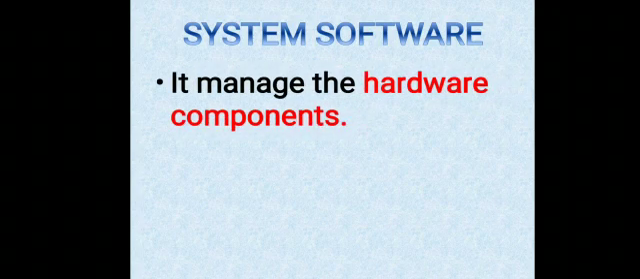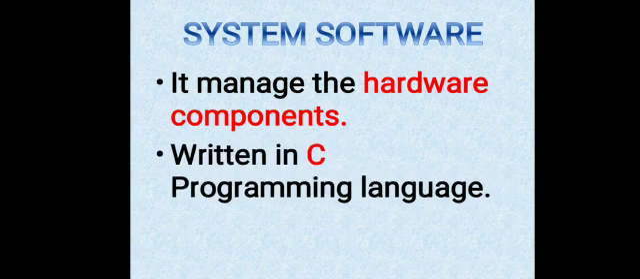So what is system software? It manages the hardware components. We have already studied what the hardware components are: CPU, monitor, keyboard, motherboard, okay, optical disk drive, hard disk drive, CPU, RAM. These are all what? Hardware components. So these are all managed by system software. Okay, then the C program is written, okay, written in C programming languages. Okay children.